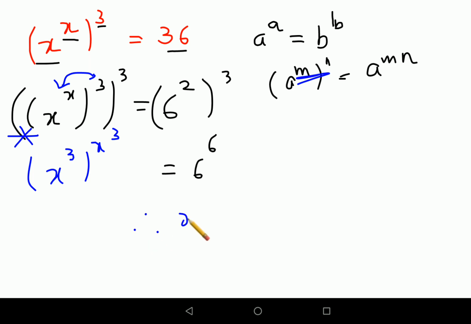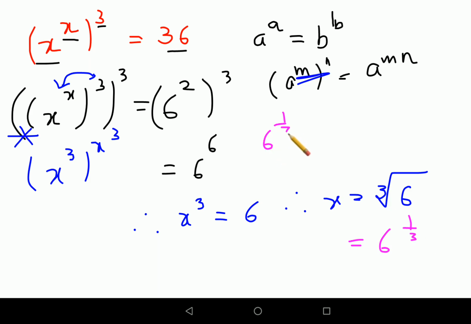So therefore I can say x cube equals just 6. Therefore I can say x value is nothing but cube root of 6. Now for those who want to verify, let's write and try to verify it. Instead of cube root, I can also write 6 raised to 1 upon 3.